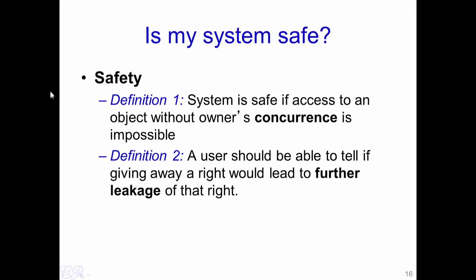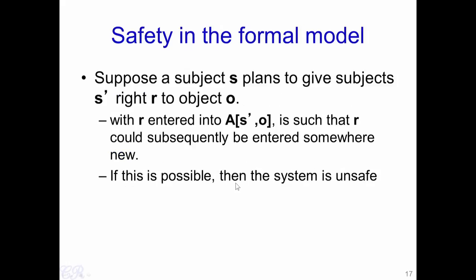We have two definitions of safety. The first definition: a system is safe if access to an object without the owner's concurrence is impossible. Second, a user should be able to tell if giving away a right to a particular subject with respect to an object would lead to further leakage of that right. Let us see what this means from a formal model.